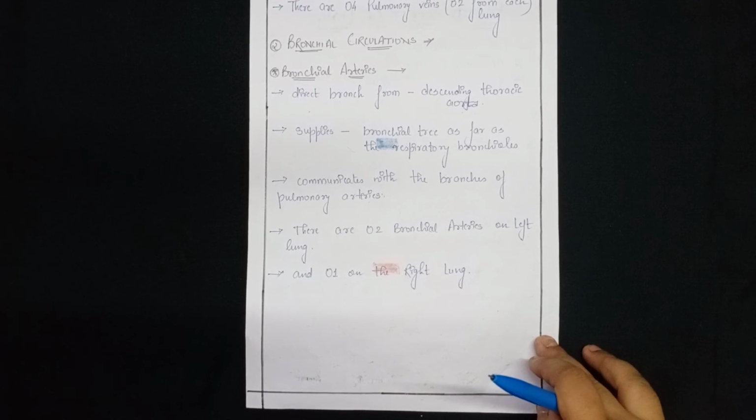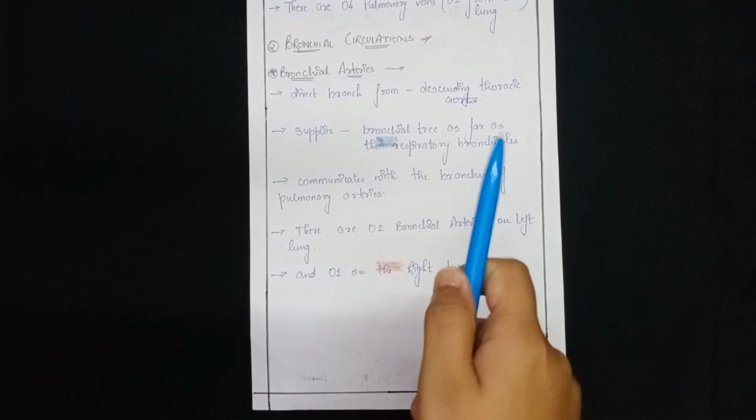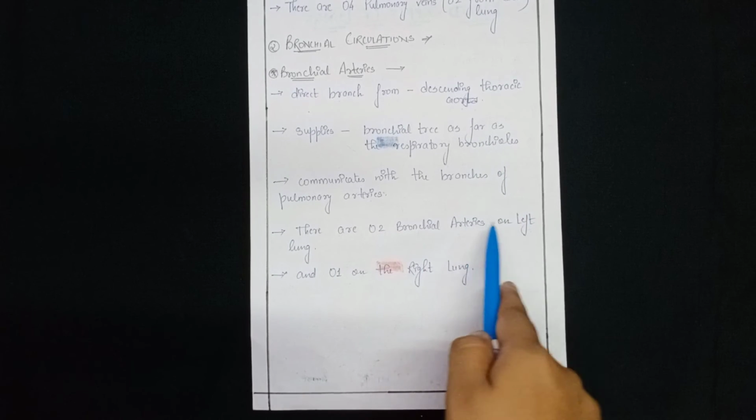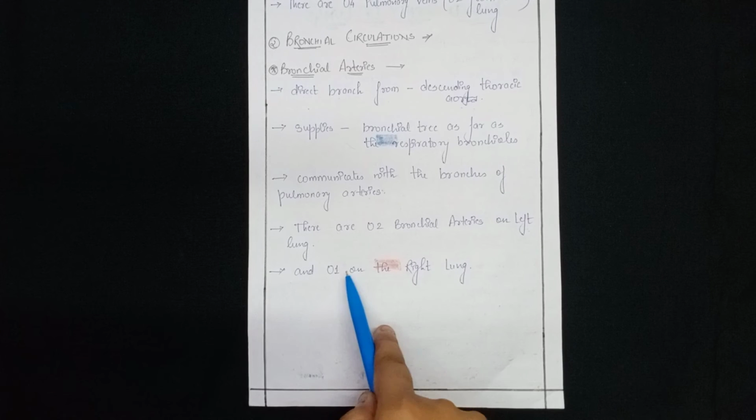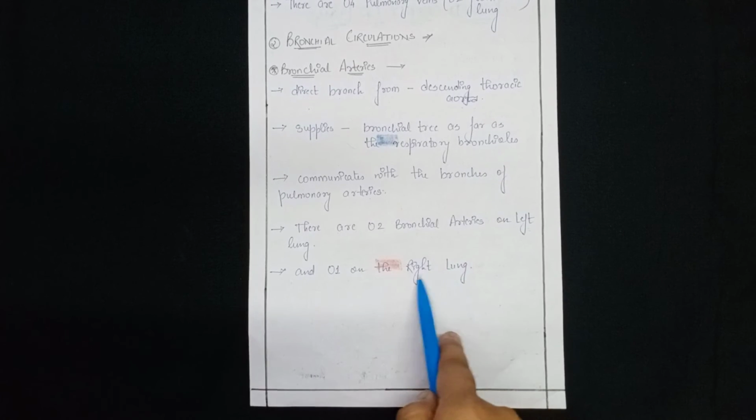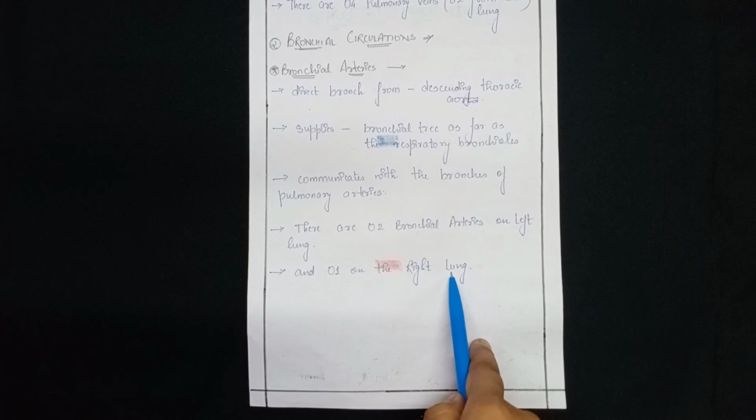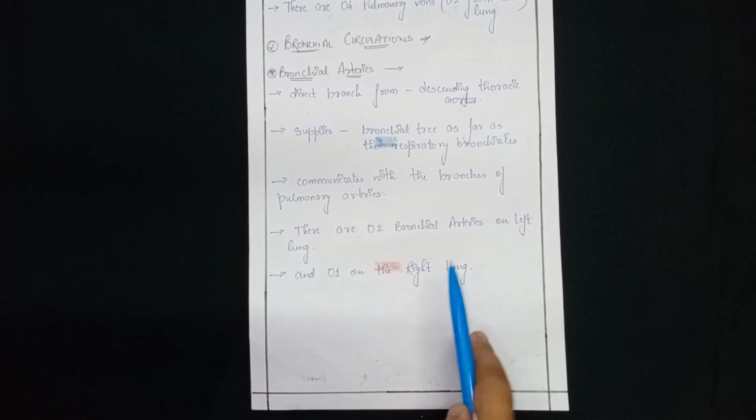Next up, I want you to know one more thing, that is, there are two bronchial arteries on the left side, whereas there is only one bronchial artery on the right side. Now let's go into the diagram so that I can explain it to you more clearly.